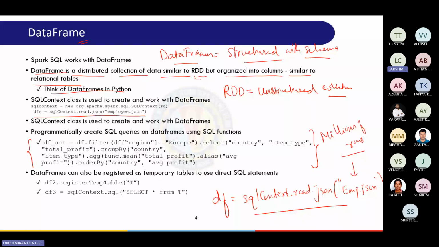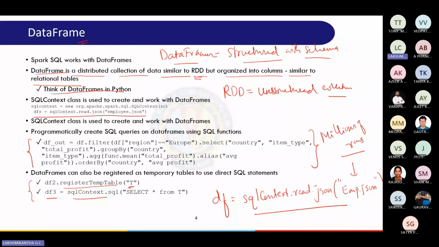The very important thing is, before you perform this, you have to register the data frame as a table. To register a data frame as a table, you use these two lines: df.registerTempTable t, and df3 equals sqlContext.sql select star from t. This means you can write SQL queries inside your Spark program just like in databases. Understanding, guys? This is what we call a data frame. Clear? And next slide, you can see here.